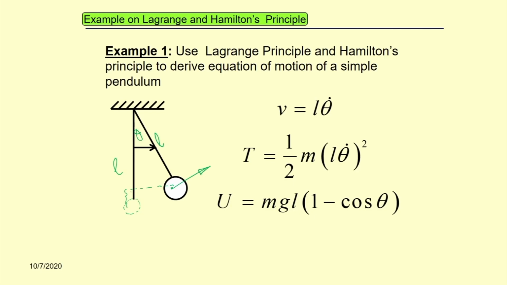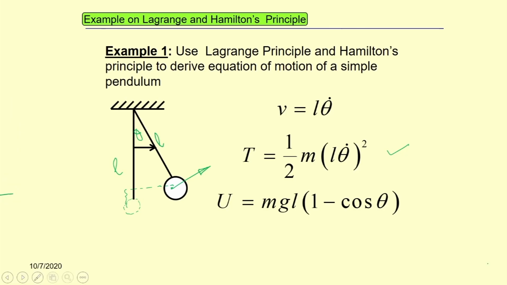So, this is L cos theta, and the total length equal to L. So, this is L cos theta after moving an angle theta. The change in height equal to L into 1 minus cos theta. So, the change in potential energy, that is U, equal to mgL into 1 minus cos theta. Now taking T equal to half m L theta dot square and U equal to mgL into 1 minus cos theta, we can derive this equation of motion.